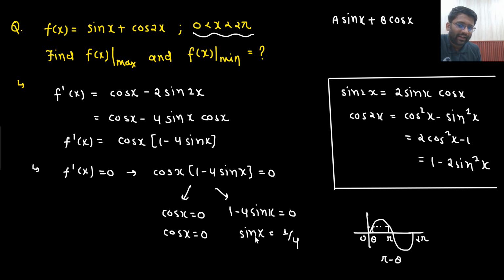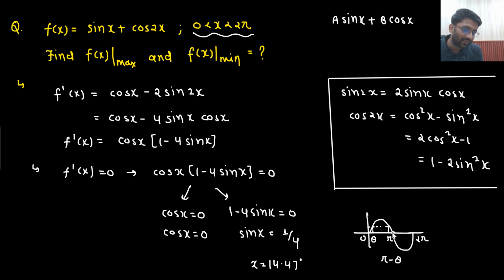So basically I need sin x to be equal to 1 by 4. One angle will be, if I put it in my calculator, sine inverse 1 by 4. Whatever angle I am getting, from here I am getting 14.47 degree. Is that the only angle between 0 to pi? No, there will be another angle as well: pi minus theta, right?